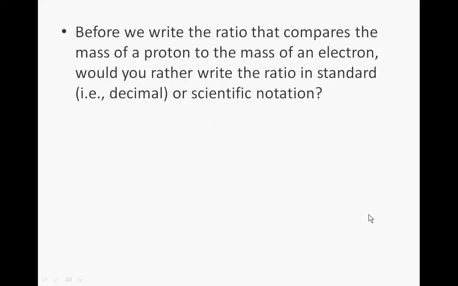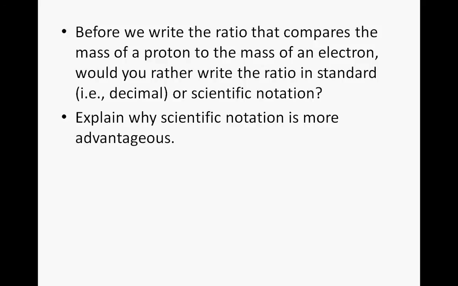All right, so before we write the ratio that compares the mass of a proton to the mass of an electron, would you rather write the ratio in standard, which is decimal form, or scientific notation? Which way would you rather do that? And explain why scientific notation is more advantageous. So hopefully you said scientific notation. Why is that better to work with numbers in scientific notation rather than in those long decimal forms? So go ahead and answer that in your own words and then continue.